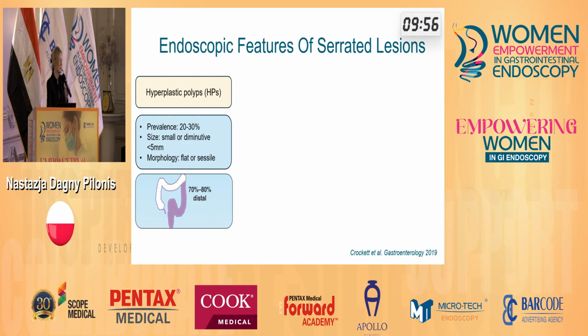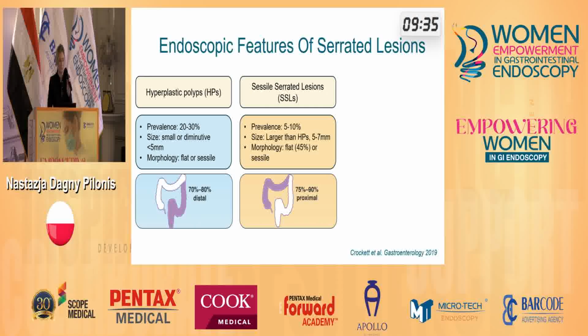Okay, so how to recognize those lesions? We will divide them into hyperplastic polyps, which are the most prevalent. They are usually in the distal colon. They're small and they don't have premalignant potential. So we won't discuss them, because if they're less than 5 millimeters and in the distal colon, we don't have to remove them.